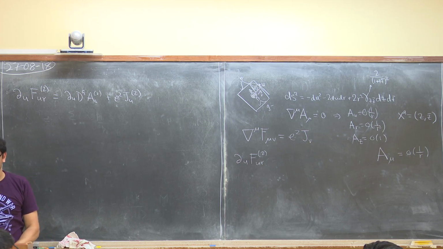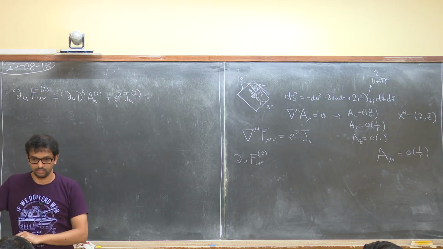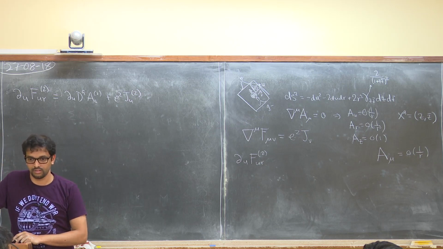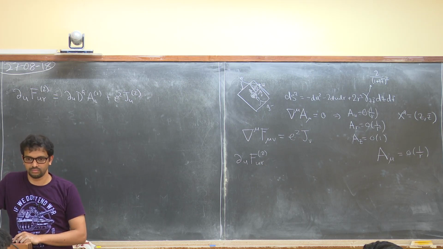So let me understand the claim. Is the claim that E is Z0 completely specifies the phase space of this theory? Yes, AZ and AZ bar.